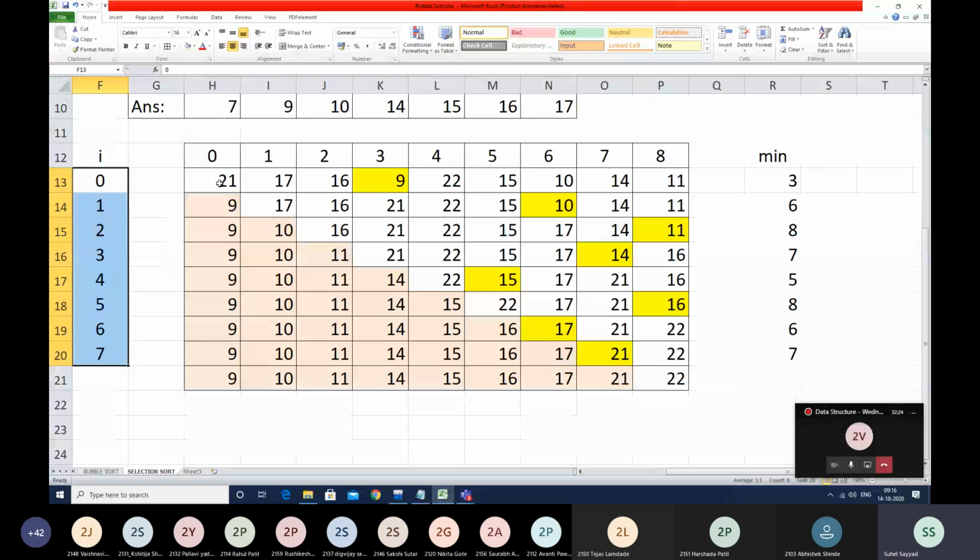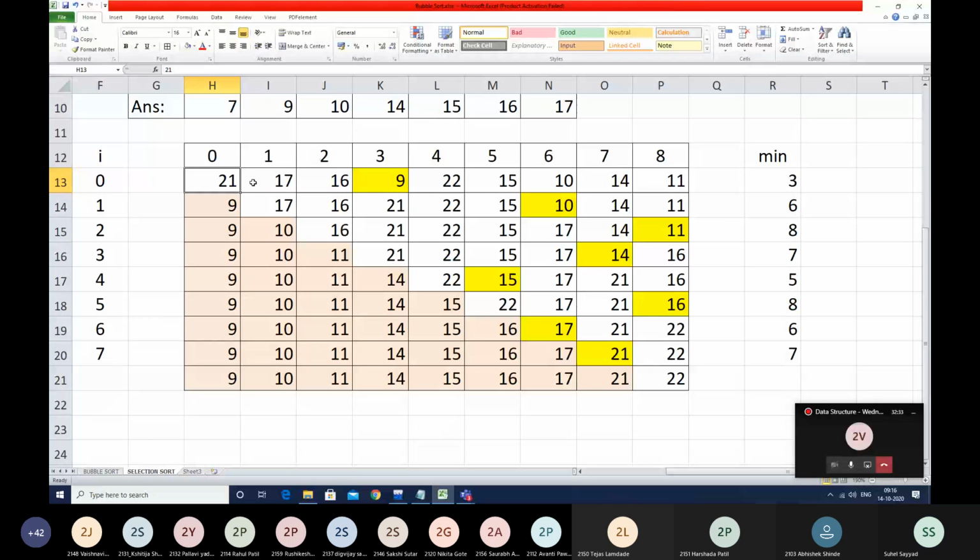Next, we assume min to be 0. Then we start comparing all the numbers from 1 to 8. So what is 1? It is I plus 1. If your I is 0, j will start from 1. Correct? If you are in your second iteration, at that time your I will be 1, and your j loop should start from 2.